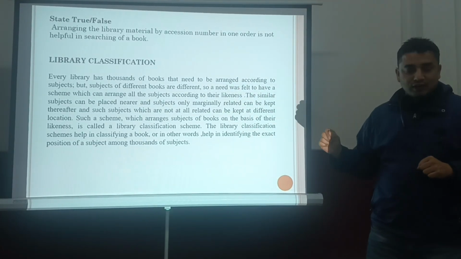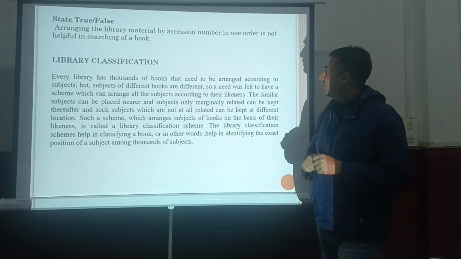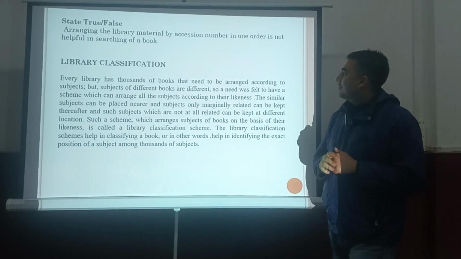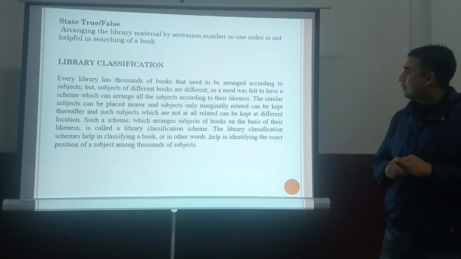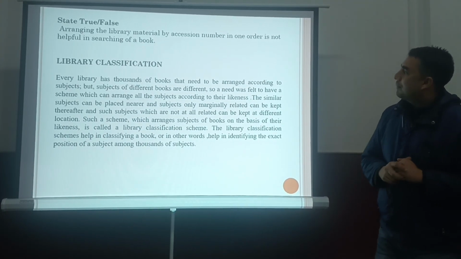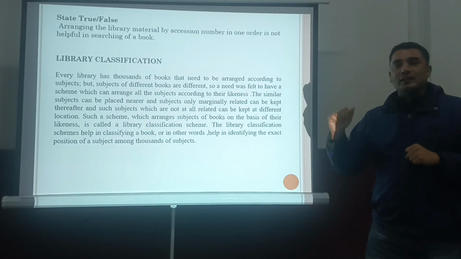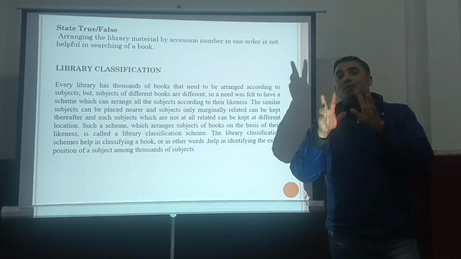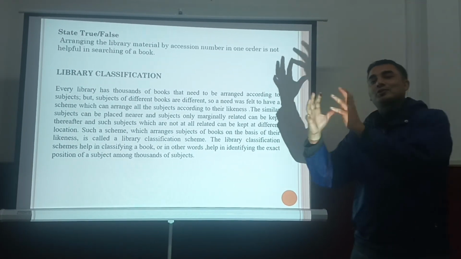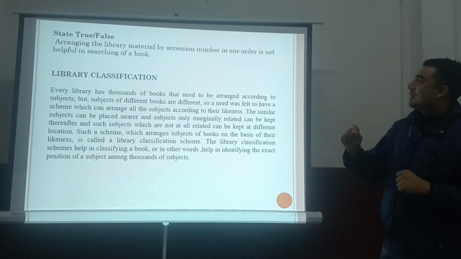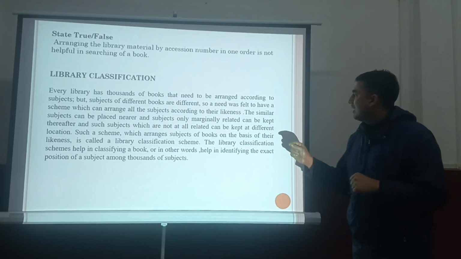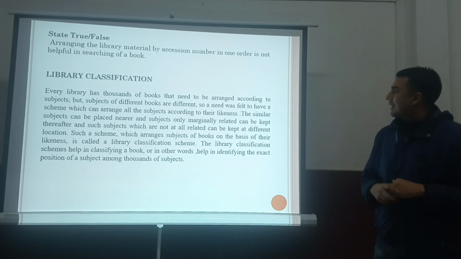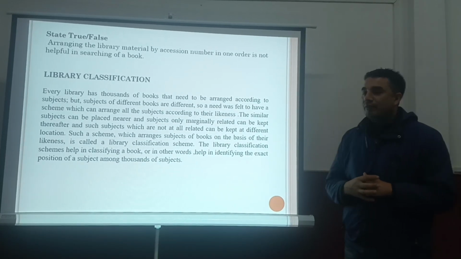Library classification. Every library has thousands of books that need to be arranged according to subjects. But the subjects of different books are different. So a need was felt for a scheme which can arrange all these subjects according to their likeness. According to their likeness means botany should be in one place, commerce in one place. Similar subjects can be placed nearer, subjects only marginally related can be kept thereafter, and subjects which are not at all related can be kept at different locations.